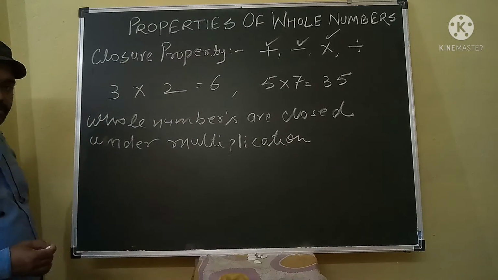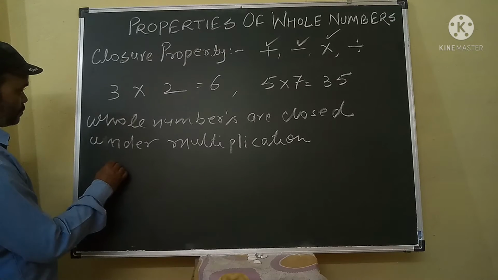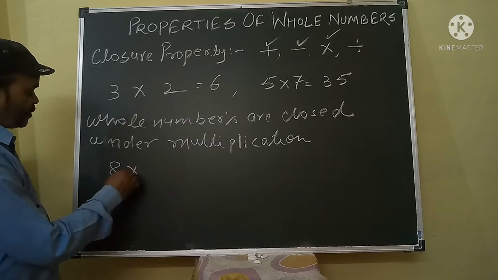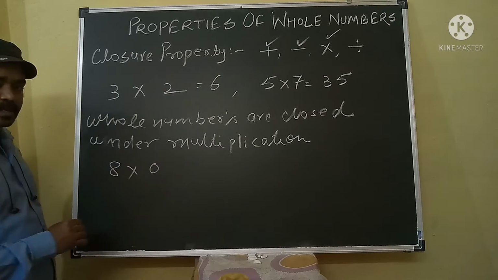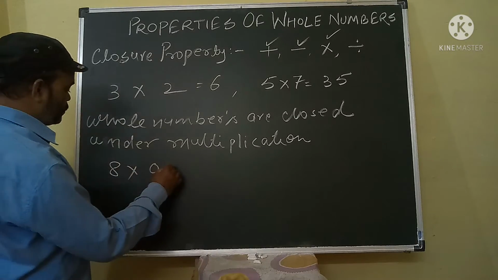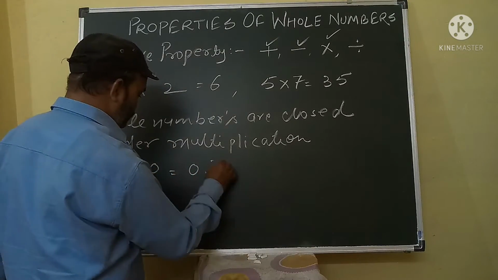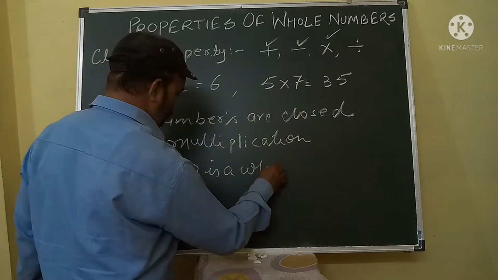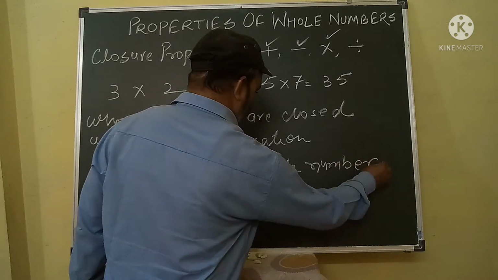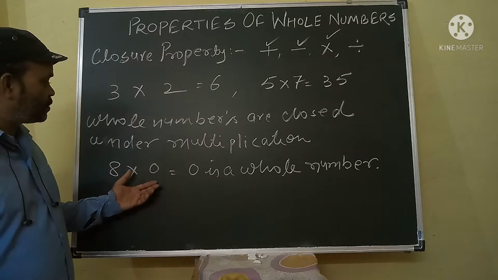Suppose I want to give one more example. Suppose this is 8, a whole number. 8 multiplied by 0, and 0 is also a whole number. 8 into 0 gives you 0, and 0 is a whole number. That means whole numbers are closed under multiplication.